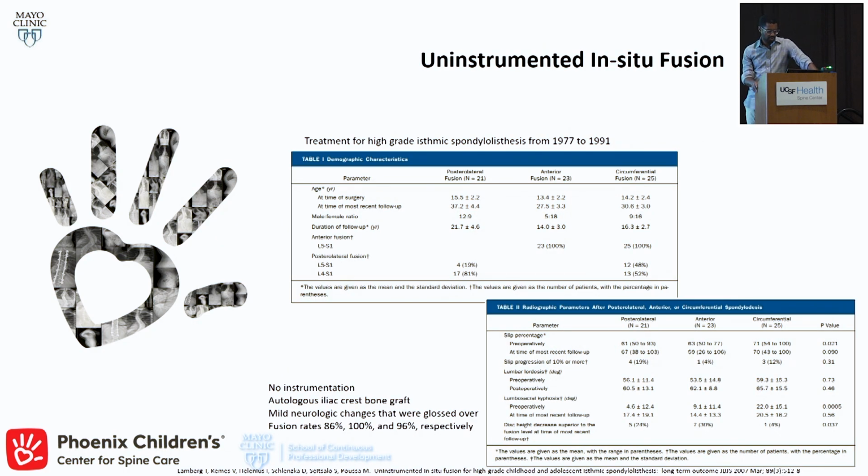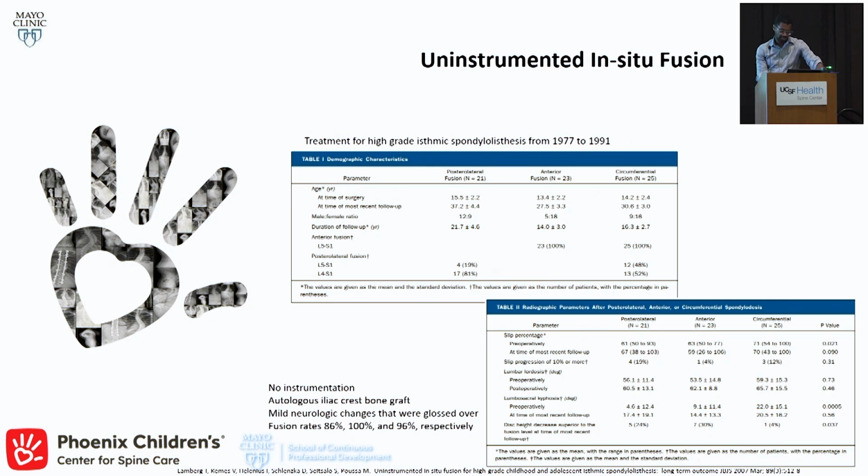There was an important study which evaluated patients over a pretty significant time point in which uninstrumented fusions were utilized, using autologous bone graft products in the absence of any instrumentation. It highlighted the posterior lateral fusion, the anterior fusion, and the circumferential fusion. What was interesting is that even though they reported very high fusion rates, 86%, 100%, and 96%, the actual neurologic deficits that patients had after these operations were glossed over.